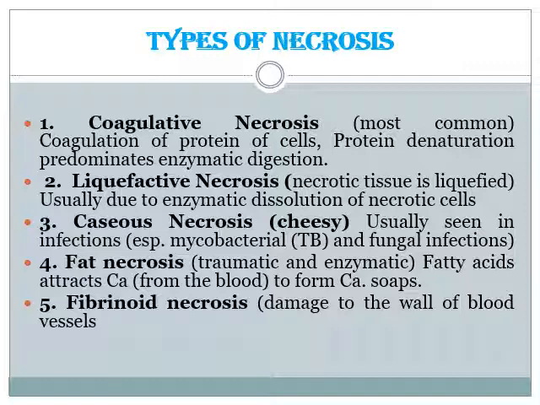Third one is caseous necrosis. Usually it is seen in infections like TB and fungal infections, and it has a cheese-like appearance. Fat necrosis: fatty acid binds with the calcium from the blood to form calcium soap, a process called saponification, and it gives a chalky appearance. Last one is fibrinoid necrosis. Damage to the wall of the blood vessels causes fibrinoid necrosis.